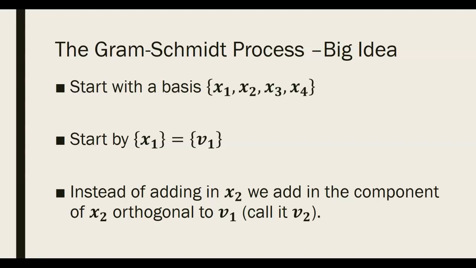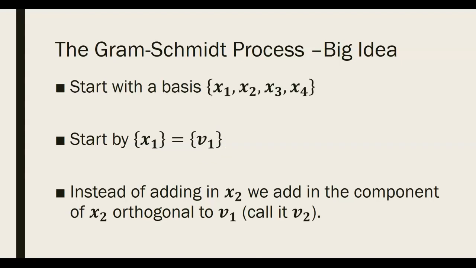So what we do is we take x1, we set it equal to v1. And when I say that, this original basis, x1, x2, x3, x4, may or may not be orthogonal. We're going to create a basis v1, v2, v3, v4, which is an orthogonal basis. So we start with x1, we set that equal to the first element of my new basis.